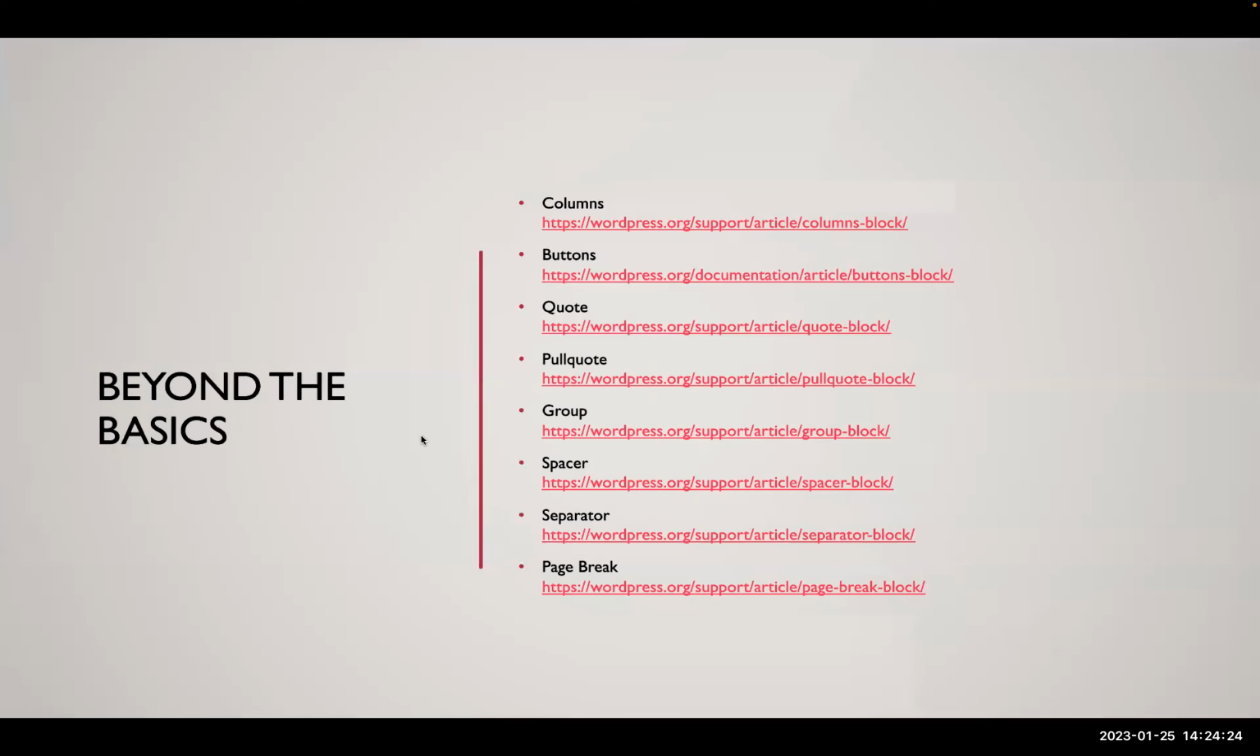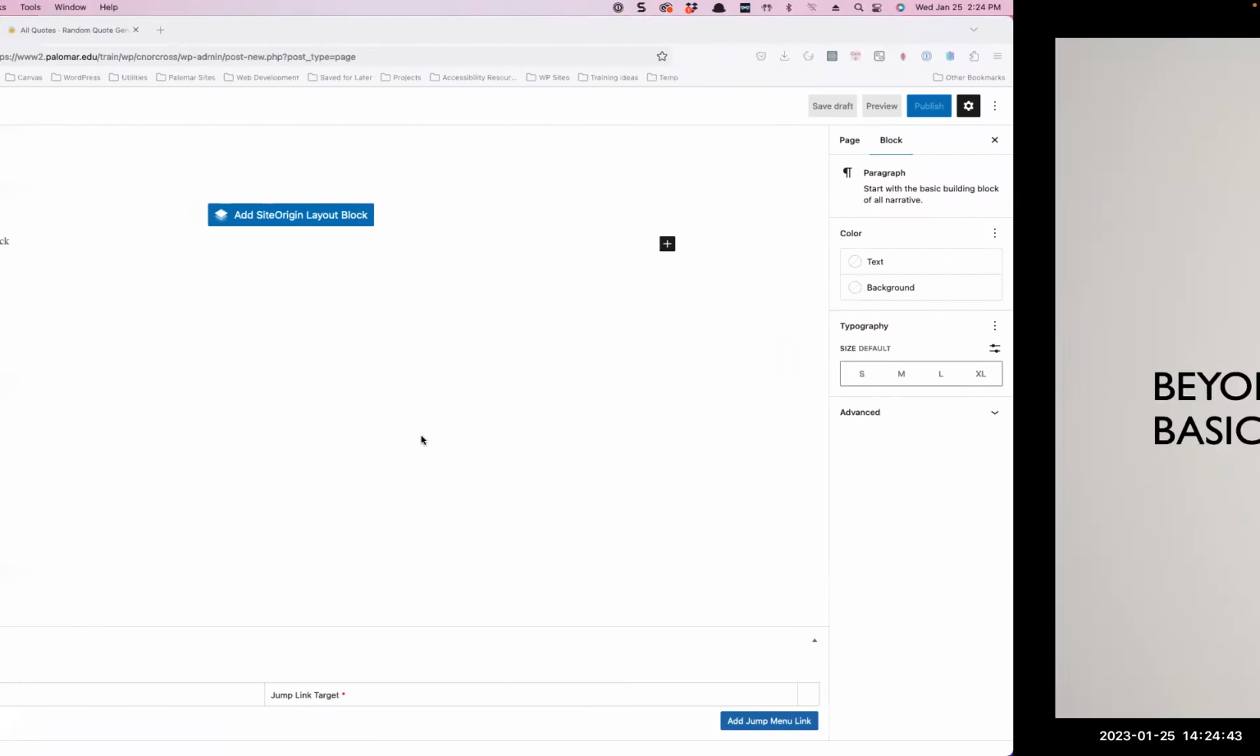All right, let's move on now to what I call the beyond the basics of the blocks in the editor. And we're going to start off with columns because honestly, columns is a very useful one. There was no easy way to do columns without using the site origin page builder before. So that's one of the reasons why it became so popular. But now we have the ability to do a columns block.